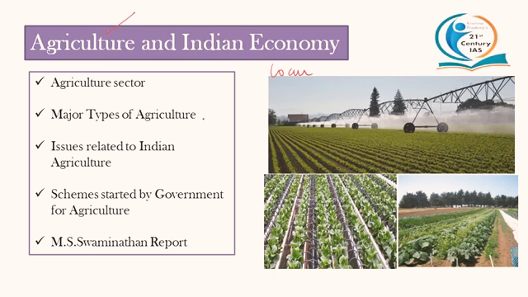We will be discussing the major types of agriculture, the issues related to Indian agriculture, the schemes started by the government for the sake of agriculture, and what is this M.S. Swaminathan report. So all the farmers are insisting the government to implement the recommendations of M.S. Swaminathan report. So here we are going to see what are the major recommendations of this report. So let's start today's session.